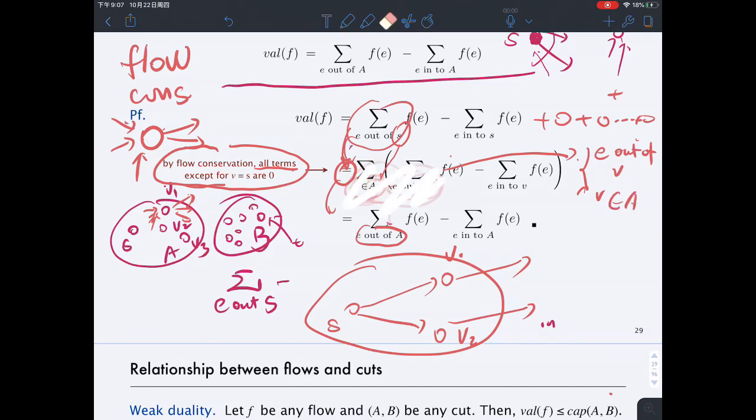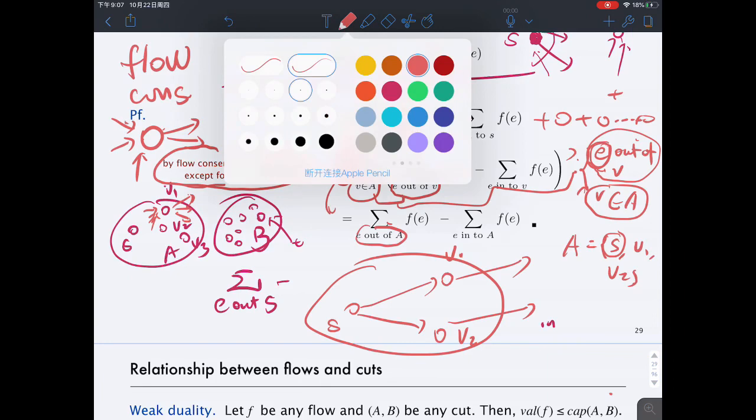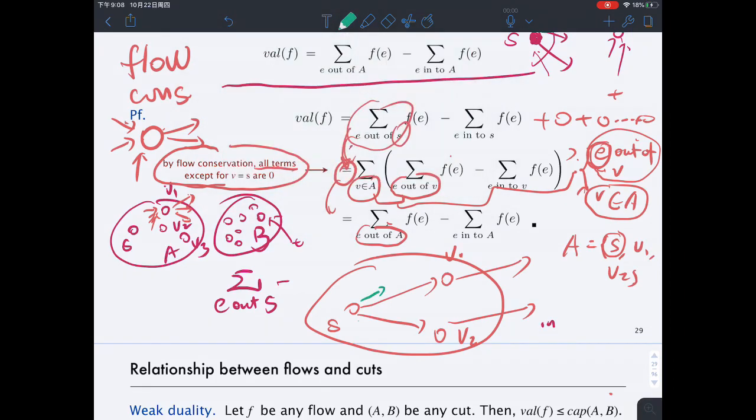Inside A, right? So let me just repeat what I'm doing here. I want to count all the edges here. If I put these two terms together, it's really E out of V and V inside A. So let's count all the edges that have this property. A consists of S, V1 and V2. Let's do things one by one. If I look at S, and I want E out of S, basically the edges are these two.